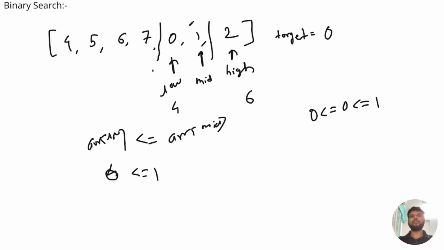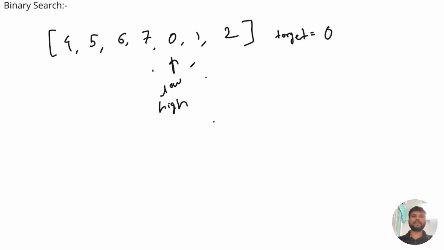Okay, now what we do is update high to be mid minus 1. As our target exists in the left hand side of the array, we are updating high to mid minus 1. Okay, so let me just do that. Now this is the only partition, with only one element remaining to be checked. We will calculate mid again.